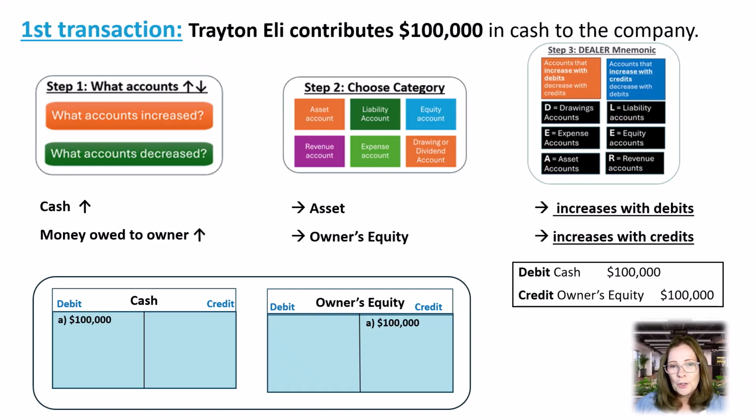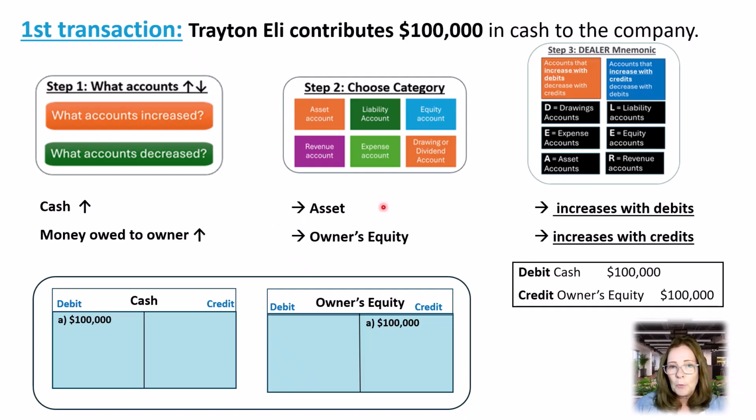In this first transaction for Eli's Consulting Services, Eli contributes $100,000 cash to start the business. When we analyzed this transaction using the accounting equation, we said that the business's cash increased because the business now has more cash, and monies owed to the owner also increased because the business now owes money to the owner, Eli. Now in step 2, we ask what kind of accounts are cash and monies owed to the owner. Cash is an asset and monies owed to the owner is part of owner's equity. Okay, so assets and owner's equity are impacted.